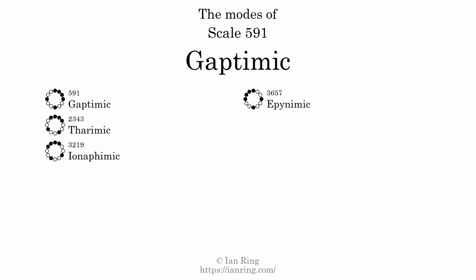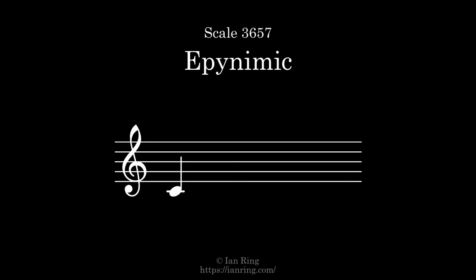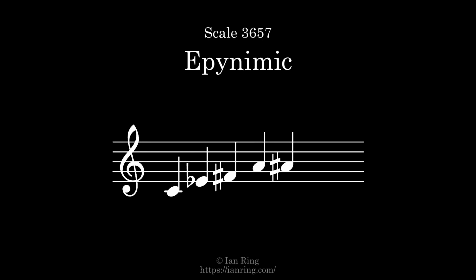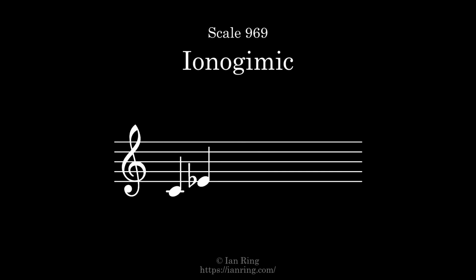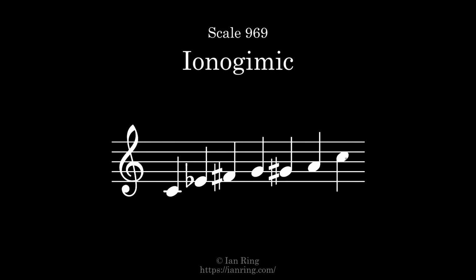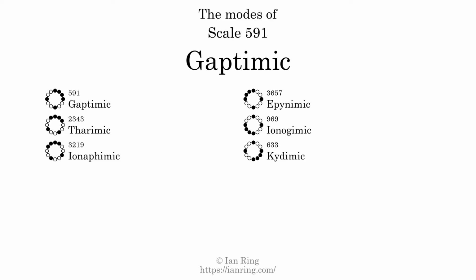The fourth mode is scale 3657, also known as eponymic. It sounds like this. The fifth mode is scale 969, also known as anagemic. It sounds like this. The sixth and last mode is scale 633, also known as chidemic. It sounds like this.